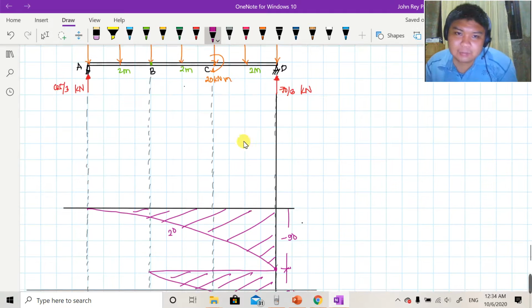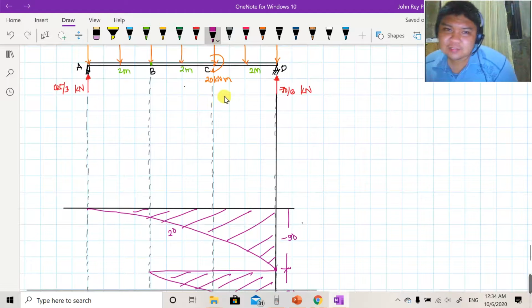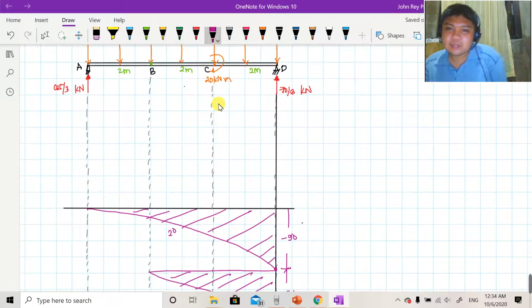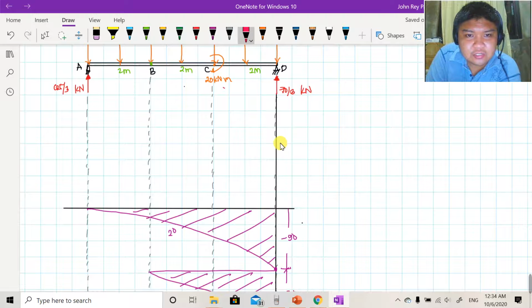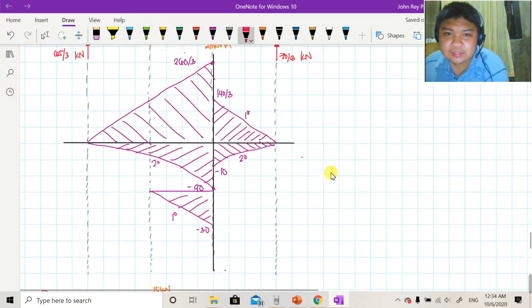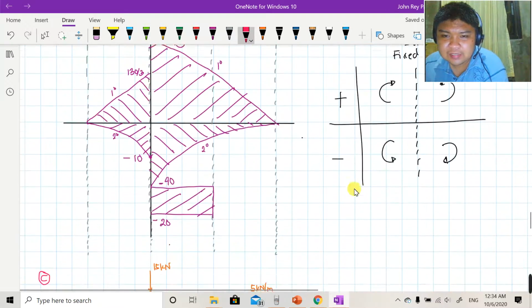Yung ating moment ba na 20 kilonewton is still a negative pa ba, or magiging positive na ba siya ngayon? Sa tingin nyo, yung 20 kilonewton is still a negative, or this time, we consider this now as positive? So, take note na 20 kilonewton class is clockwise. Diba? So, this is a clockwise moment. And titingnan natin yung ating pamantayan kanina.